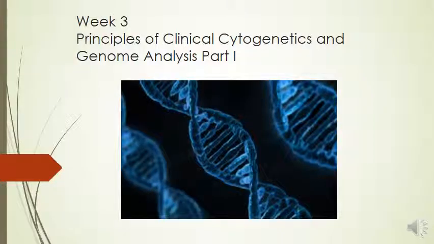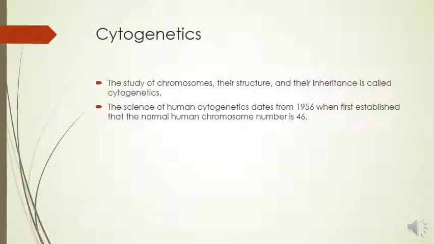This is week 3, Principles of Clinical Cytogenetics and Genome Analysis, Part 1. The study of chromosomes, their structure, and their inheritance is called cytogenetics. The science of human cytogenetics dates back to 1956 when it was first established that the normal human chromosome number was 46.